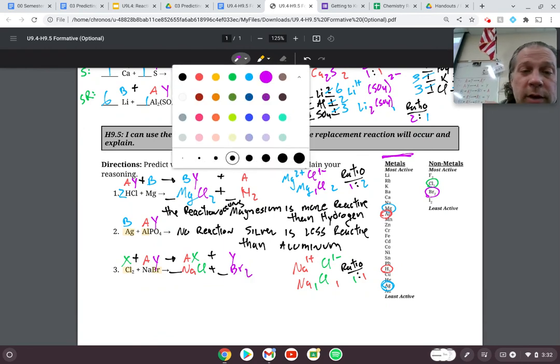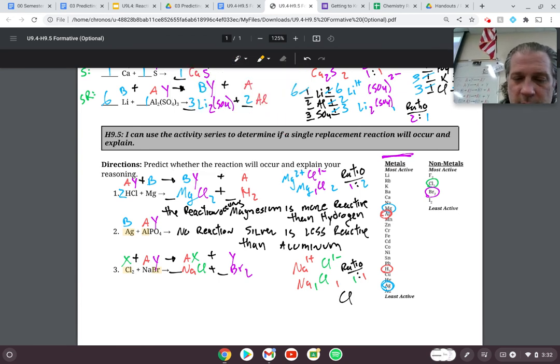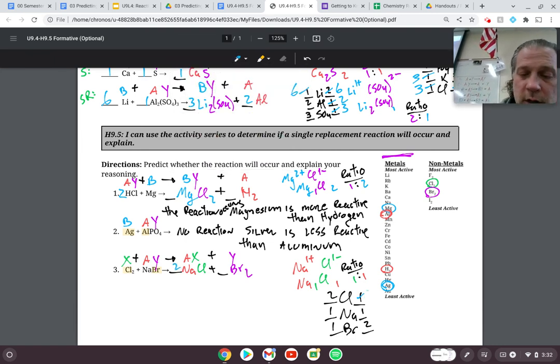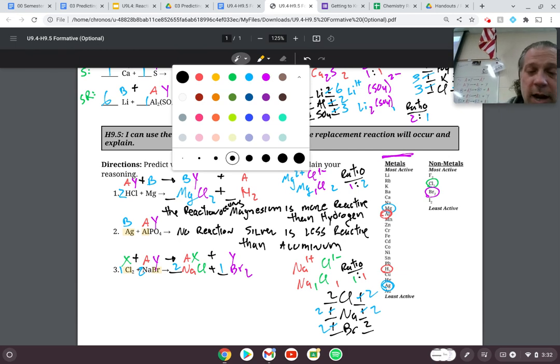So if we're going to balance this one, as long as we're doing it, I would have Cl, Na, and Br. I have 2 Cls, 1 Na, 1 Br. I have 1 Na, 1 Cl, and 2 Brs. So I'm going to start by trying to balance my chlorines. So I'm going to put a coefficient of 2 here, which gives me 2 chlorines and 2 sodiums. So I'm going to put a coefficient of 2 here, which gives me 2 sodiums and 2 bromines. So it's balanced. Now, the last thing we need to do is explain why this reaction occurs.